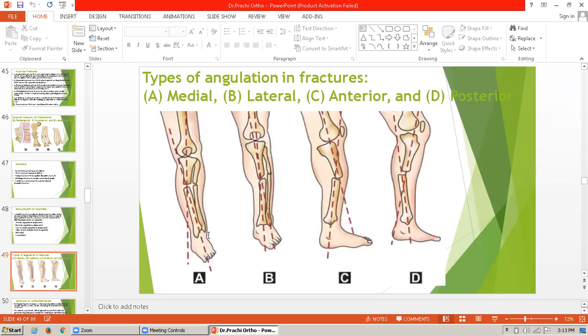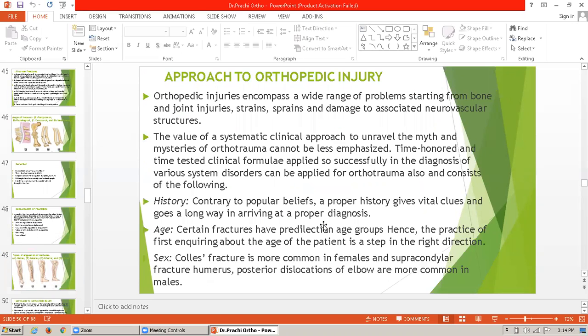When we see a diagram of the types of angulation in fracture, we can see how the fractured bone is displaced medially, so this is a medial angulation. In diagram B, we can see how the fractured bone is displaced laterally. In diagram C, the fractured bone is displaced anteriorly, and this is a posterior angulation where the fractured bone is displaced posteriorly. So these are the types of angulation in fracture.